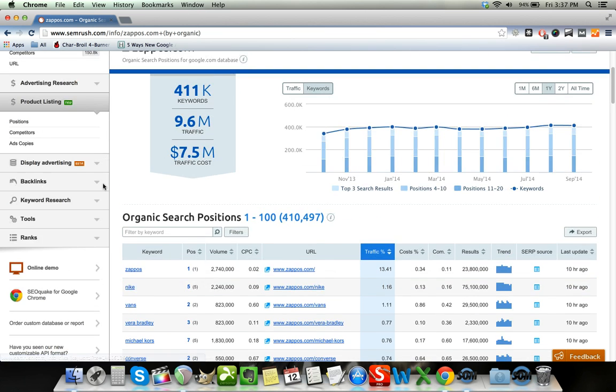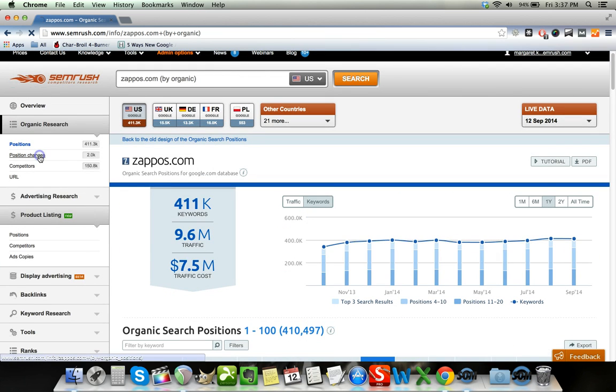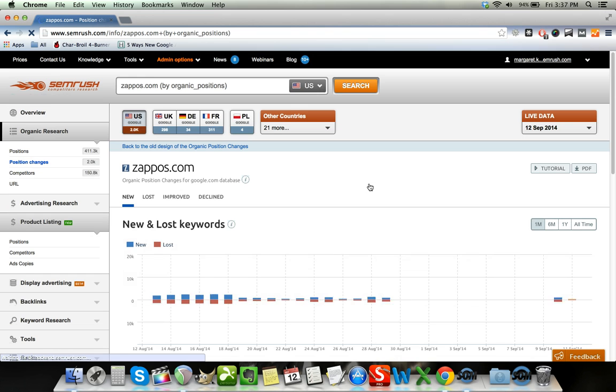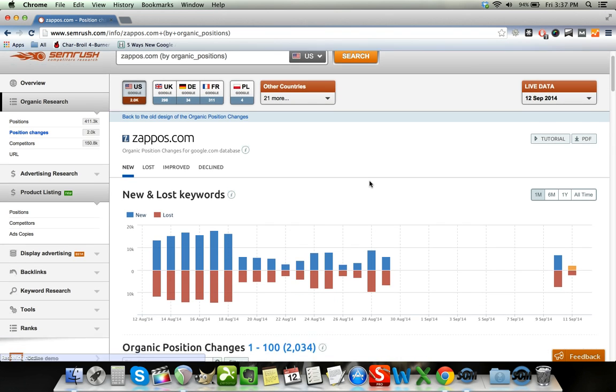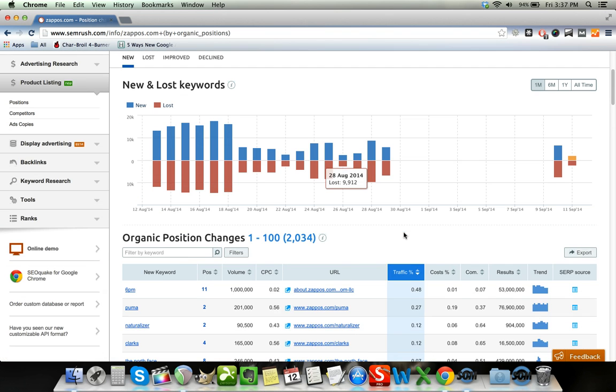Next, we'll move to the position changes report. The position changes report shows us new, lost, improved, and declined keywords. New keywords are keywords for which Zappos has entered the top 20. Lost keywords are keywords for which they've fallen out of the top 20. Improved means that they were already in the top 20 for that keyword, but their ranking went up. Declined means that they are still in the top 20, but their ranking has started to slip.